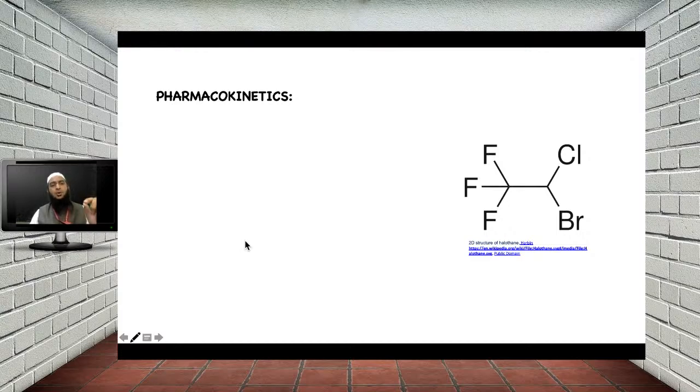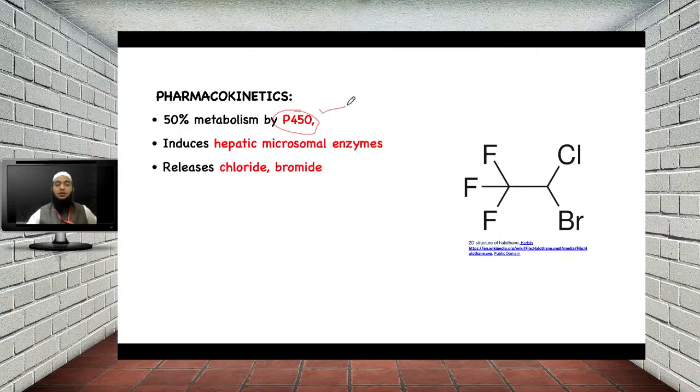Let's quickly see the pharmacokinetics, because there is a little uniqueness there in the pharmacokinetics of halothane. First thing is that 50% of the halothane is metabolized by the P450 enzyme. This is one of the enzymes in the liver. From the GPAT point of view, it is very important. You must remember that. Second important thing is that it induces hepatic microsomal enzyme. Since it induces hepatic microsomal enzyme, it speeds up its own metabolism. So when you are using halothane for a longer period of time, you need to increase the dose of halothane.